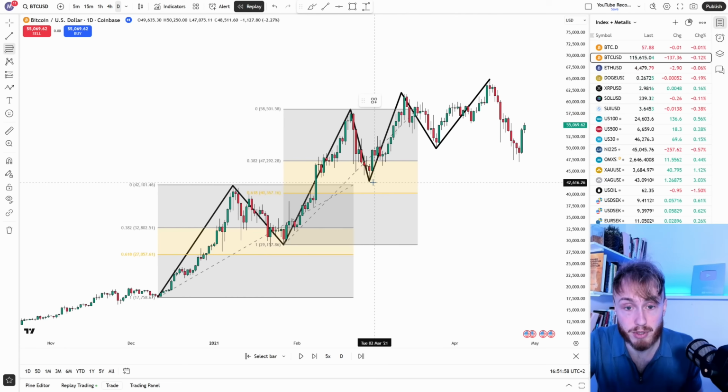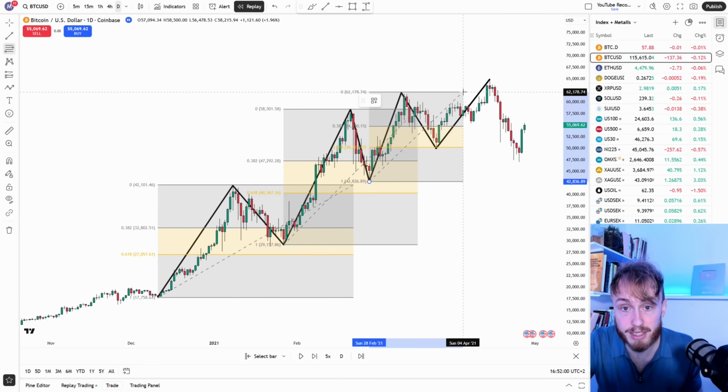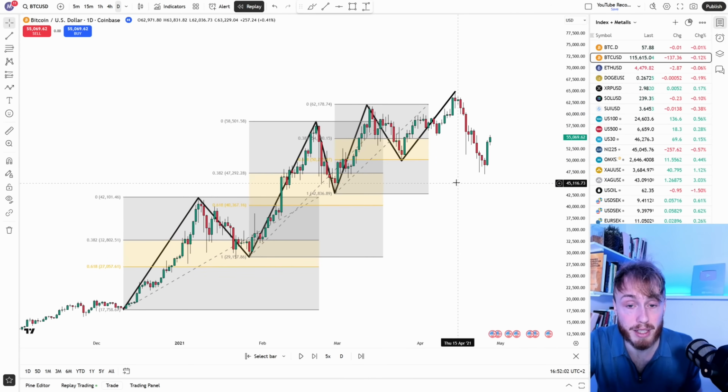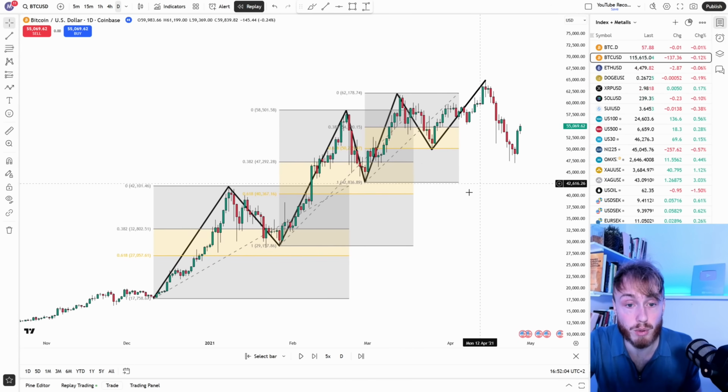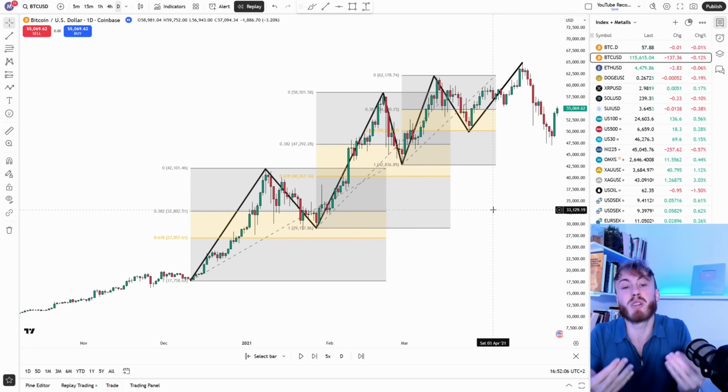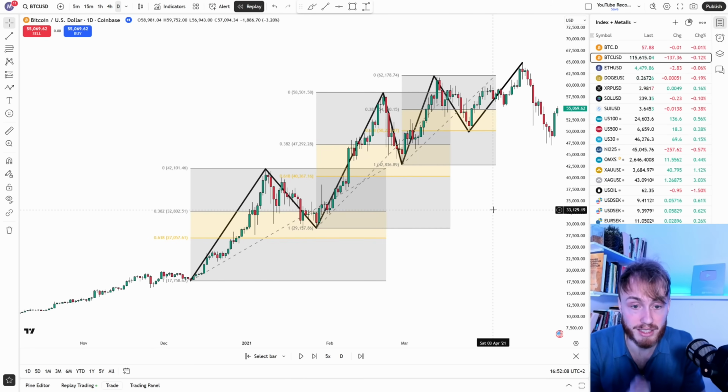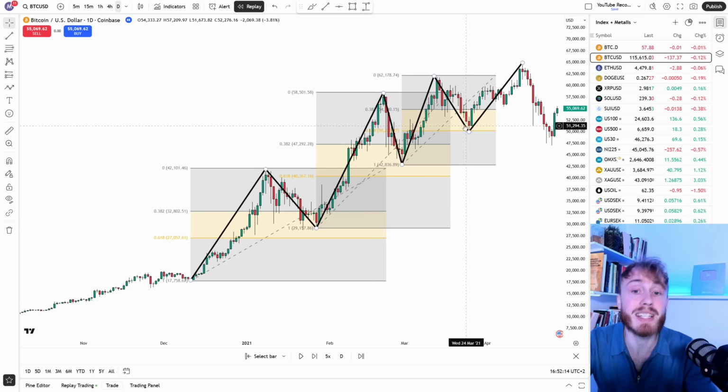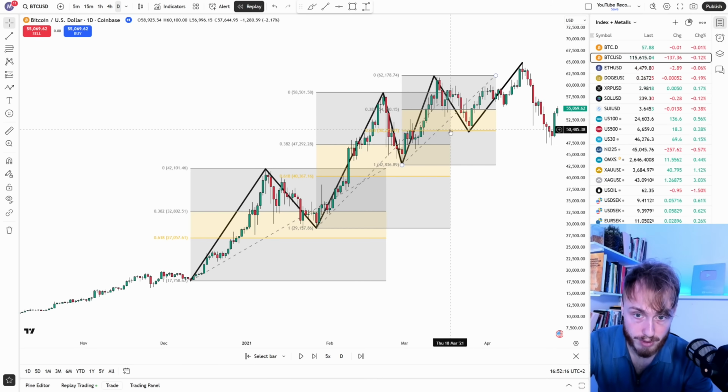We can repeat this process once again, this low to this high. Once again, the price reversed in the golden zone, and so on and so on. So here you can see multiple examples of the price reversing in the golden zone. But now you might wonder, is this enough to take a trade? Well, the answer is no.